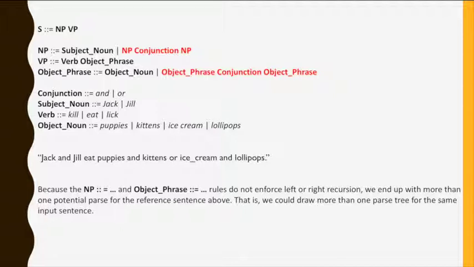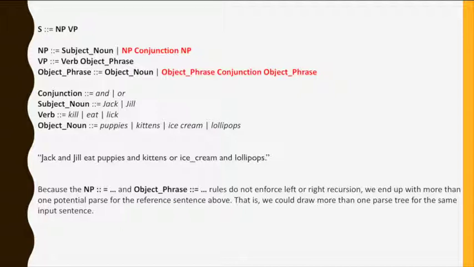So guys, remember we talked in class that one easy way to tell if there is syntactic ambiguity is to think about, can we draw more than one parse tree for the same string? In our case, a string being a sentence. Our reference sentence being Jack and Jill eat puppies and kittens or ice cream and lollipops. And the ambiguity arises from the fact that we can recurse both on the left side of the conjunction and the right side of the conjunction for both the NP non-terminal and the object phrase non-terminal. So we want to enforce left recursion. How would we fix this?